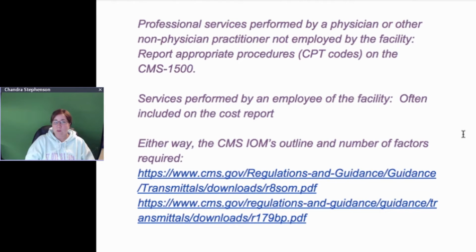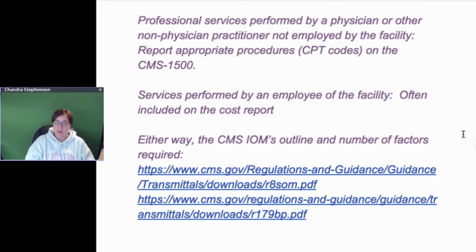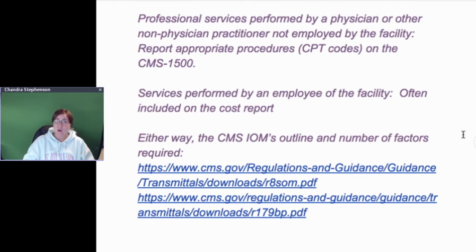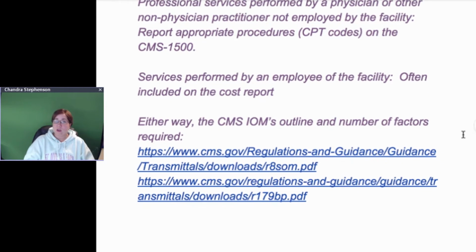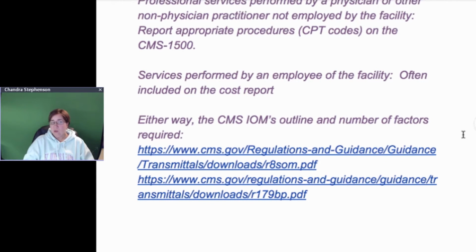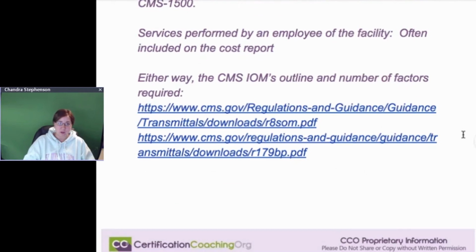But typically, if you're providing professional services outside of that facility, you're not employed by that facility, you're reporting on a 1500, you're using your traditional CPT codes, right? And those for the Foley catheter are usually in the urinary section, depending on how far they insert the catheter, and what type of catheter they're using.